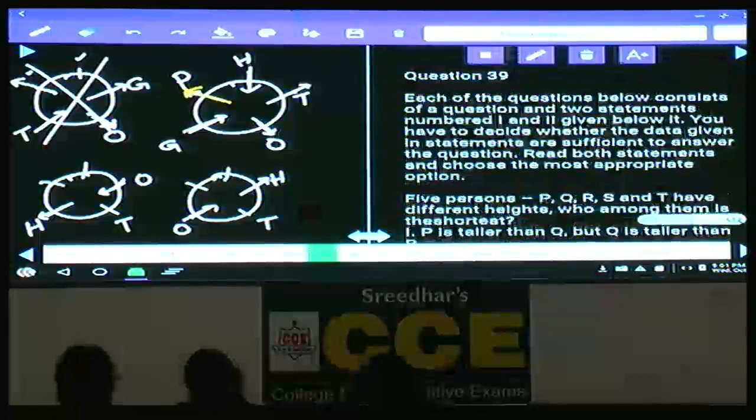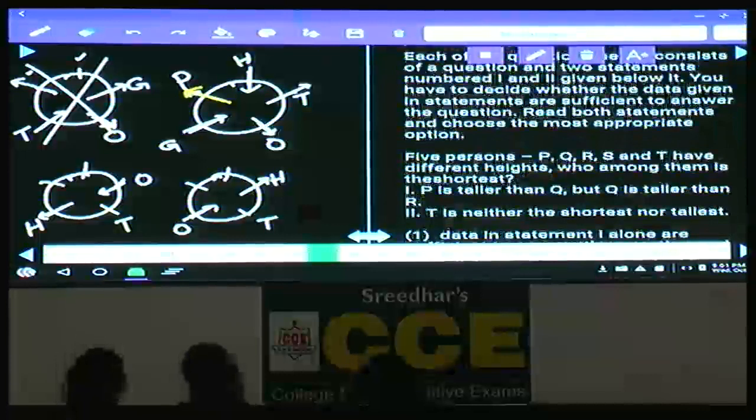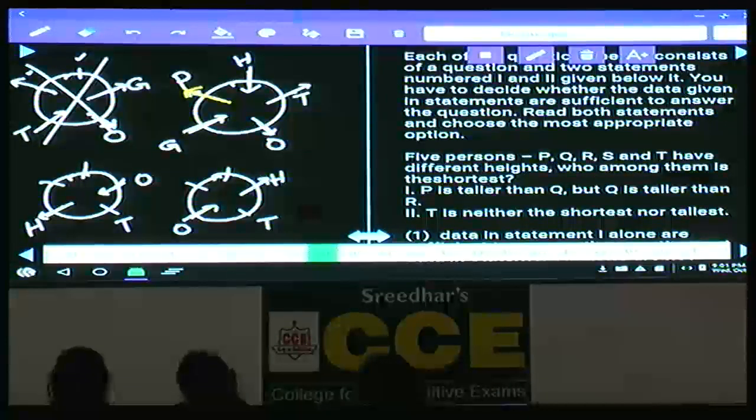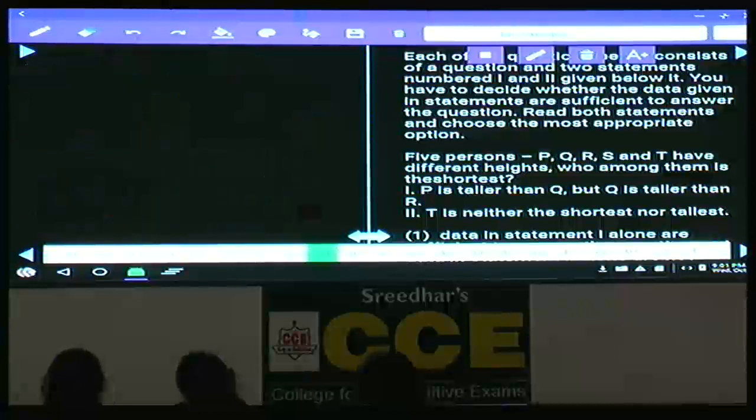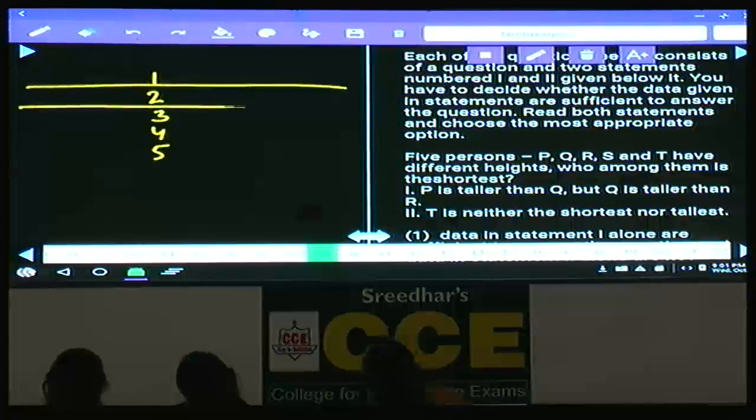Five persons P, Q, R, S and T have different heights. Who among them is the shortest? Out of these five persons, 1, 2, 3, 4, 5, we need to find the person who is coming at the fifth position.